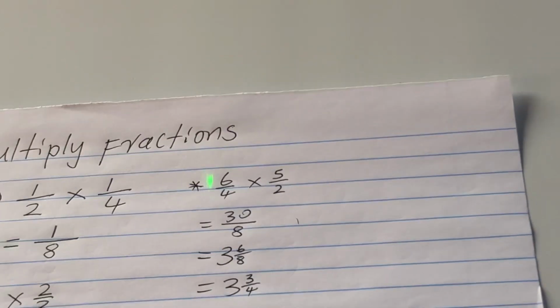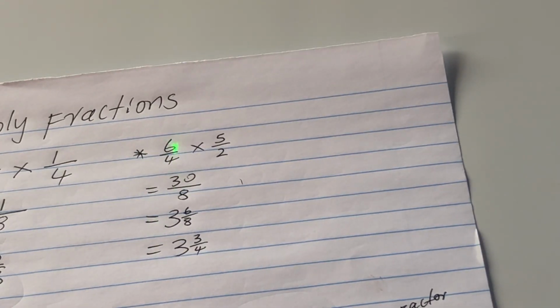There is another example that we must look at, this one. 6 times 5, 30. 4 times 2, 8. Simplifying this further, we'll say, how many times does 8 go into 30? It goes 3 times and leaves a remainder. That remainder is 6 over 8.